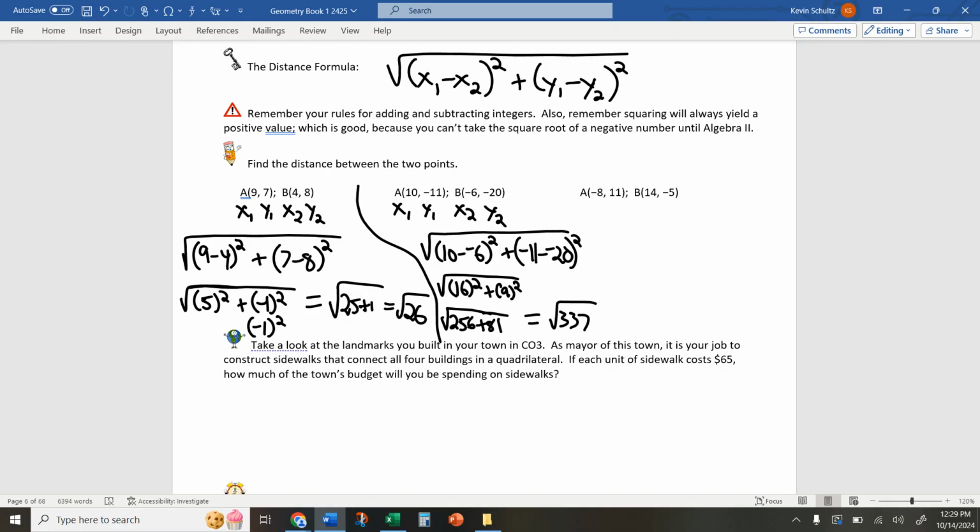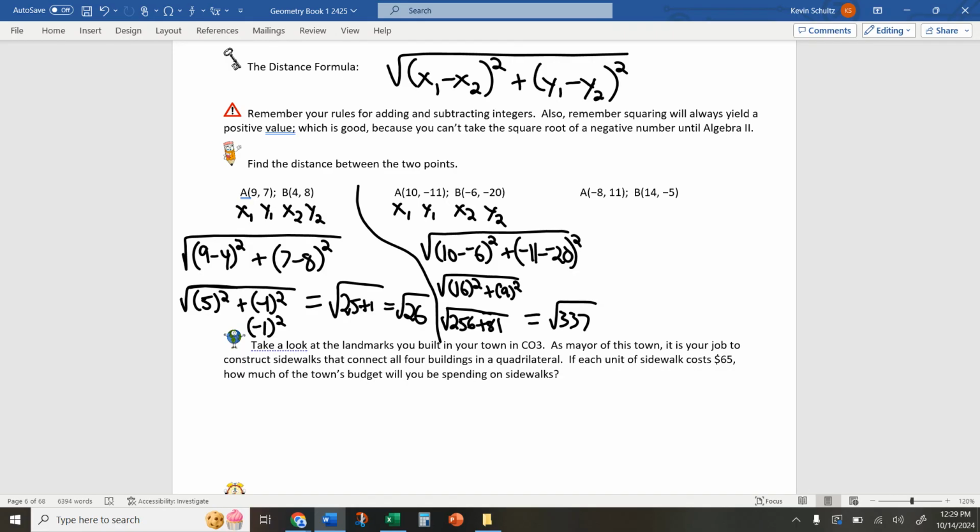Okay? If we could simplify that, we would. I'm not so sure that we can. 16 squared is 256. If you wanted it as a decimal, Tatum calculated that for you, so it's 18 something, okay? But otherwise, the root of 337 would be a final answer.